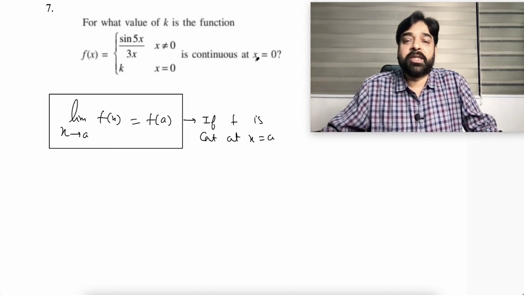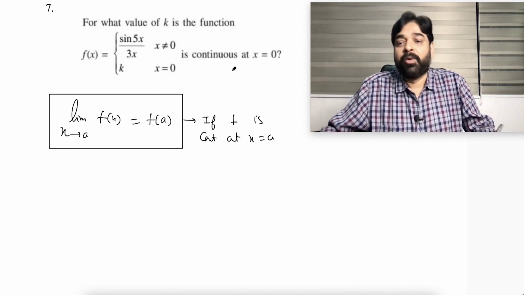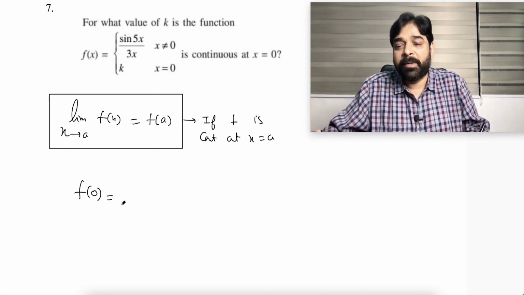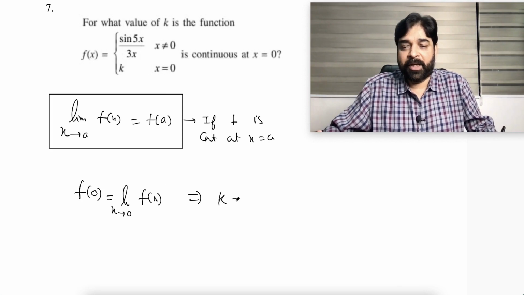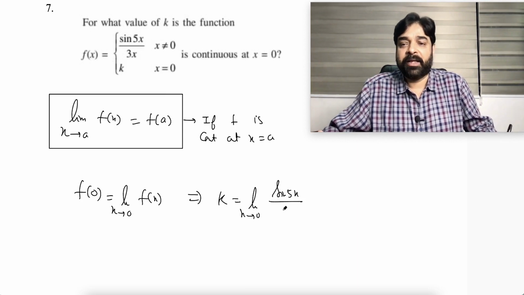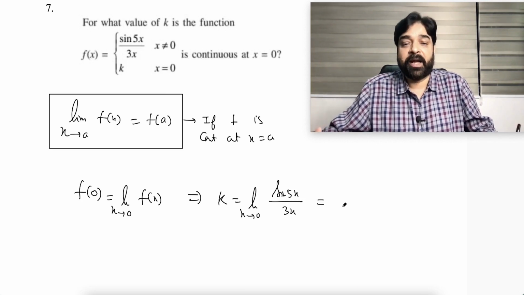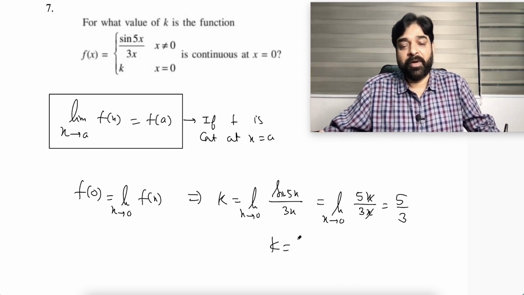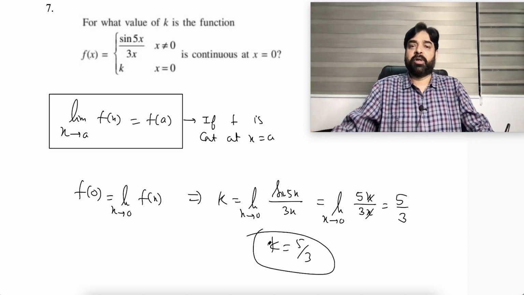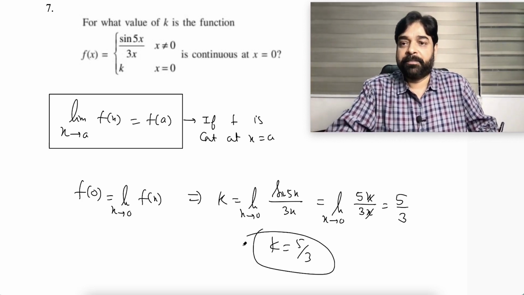Am I right? So now it's given that it's continuous at x equal to 0. So can I say f(0) surely will be equal to limit x approaches 0 of f(x)? Yes or no? So f(0) is given as k. So k will be equal to limit x approaches 0 of sin 5x by 3x. And sin 5x we can write as 5x, because x approaches 0. So 5x by 3x, x will get cancelled and you will get the answer 5 by 3. Means k value equal to 5 by 3. So simple question. I'm sure everybody got it, right? Next question.